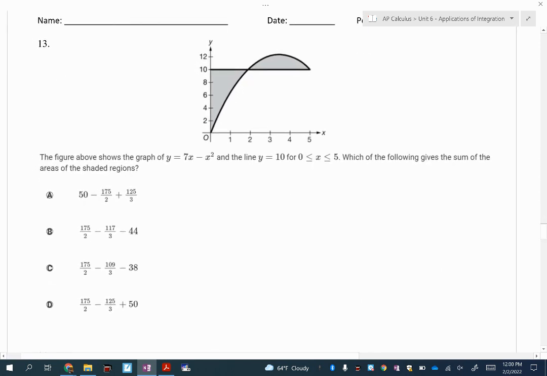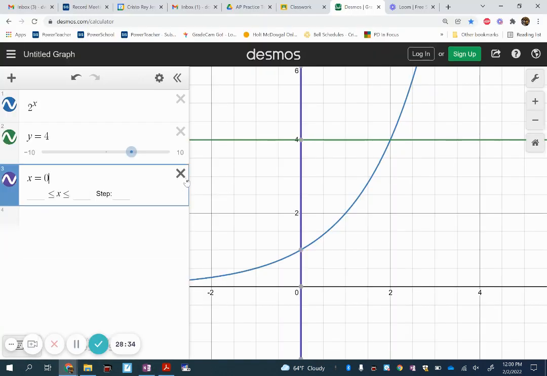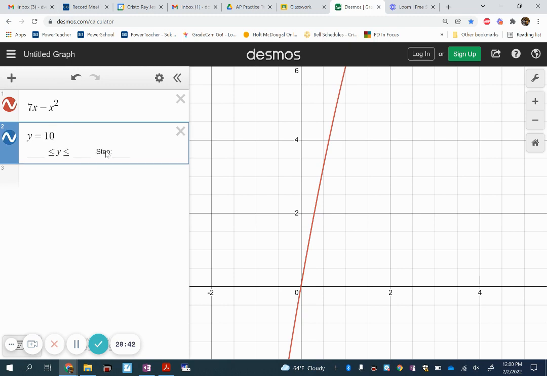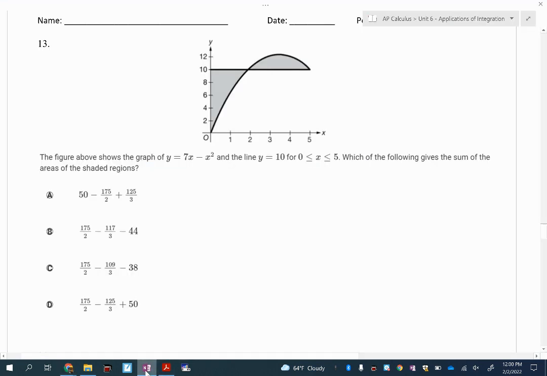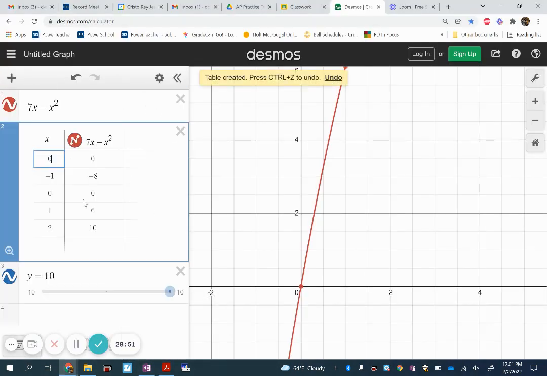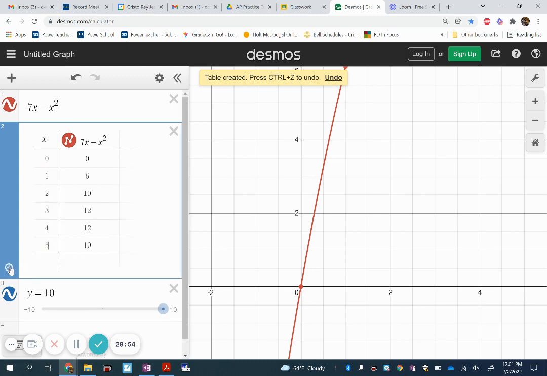Okay, so kind of similar to the one you just looked at, we need to break this up into 2 integrals where the line is on top first, and then the second integral where it's on the bottom. So what I'm going to do is graph 7x minus x squared, and then I think it's y equals 10, confirm. Yes, and we're looking between 0 and 5. Okay, so there we go.